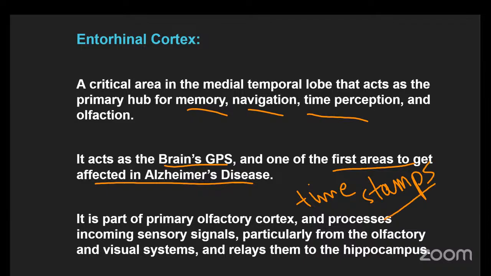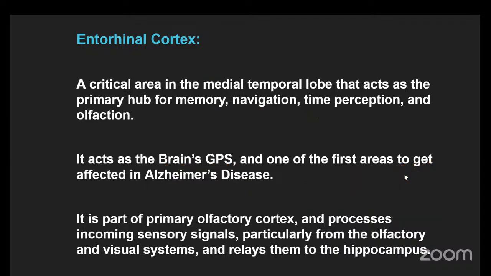Entorhinal cortex creates timestamps. Your brain perceives a smell, the entorhinal cortex registers it, and then also puts a timestamp on it: this person felt this smell at this date and this time. So once you smell it again, there will be a familiar association and it will bring back some memories.